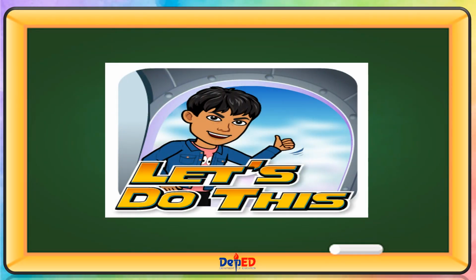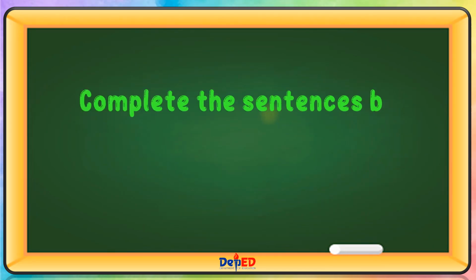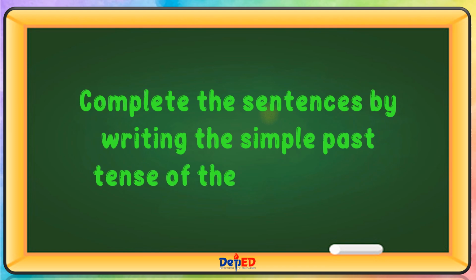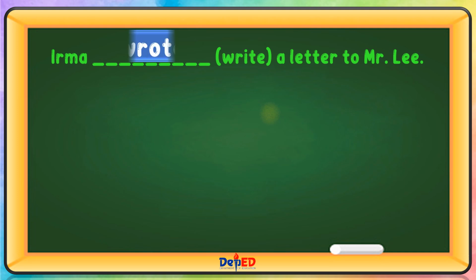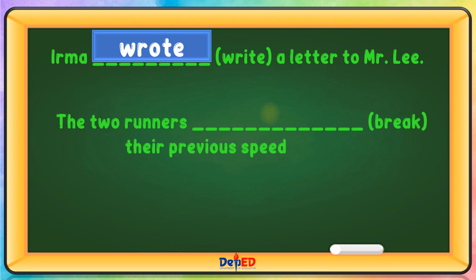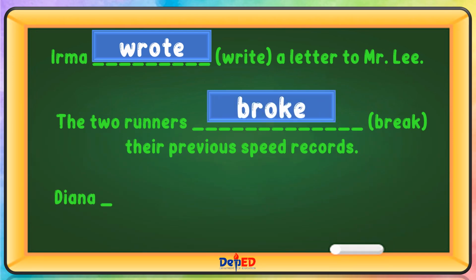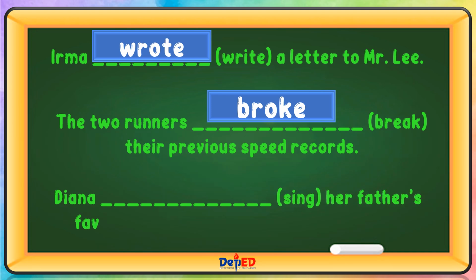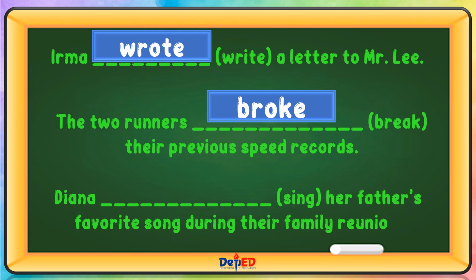Let's do this. Complete the sentences by writing the simple past tense of the given verbs. Irma blank a letter to Mr. Lee. The answer is wrote. The two runners blank their previous speed records. The answer is broke. Diana blank her father's favorite song during their family reunion. The answer is sang.